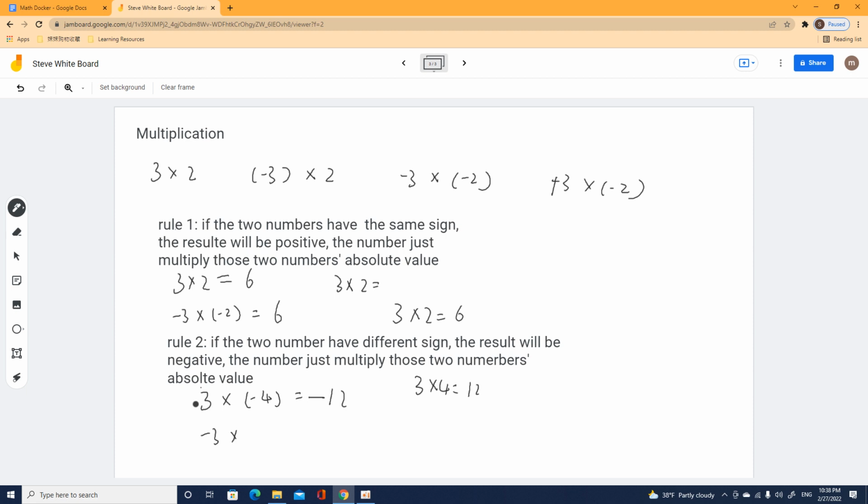Same thing, for example, -3 multiply 2. You see, the first number, the sign is negative. The second number, the sign is positive. So that means the result sign should be negative. And about the result number, -3, the absolute value is 3. 2, the absolute value is 2. Multiply them together, that's 6. So that is -6. So when you remember those two rules, definitely when you do the multiplication, you can get the correct result.